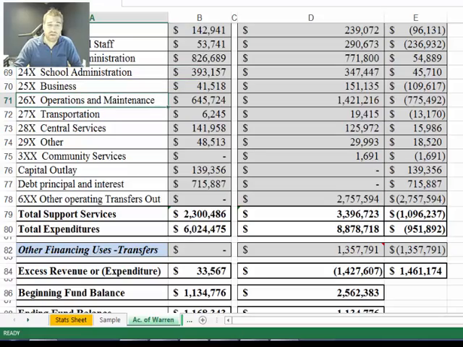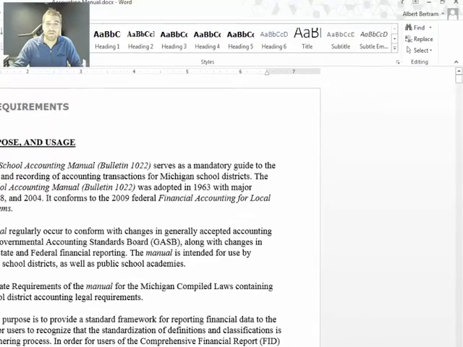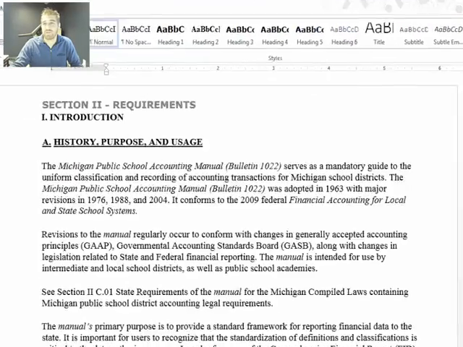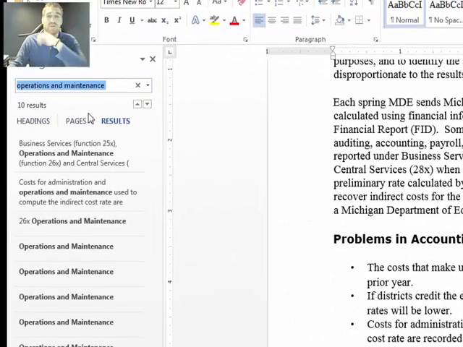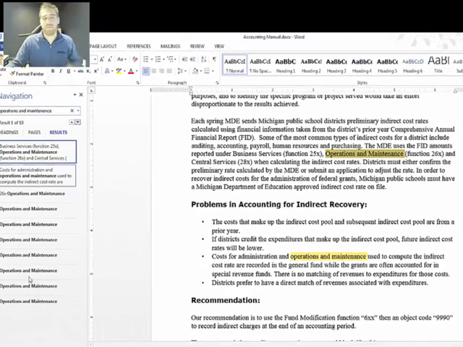So I'll give an example. I put the accounting manual into a Word document, and if I ever have to look something up, I can just push the find feature up here. I've already typed in what I'll use as my example. Operations and maintenance. You type it in over here, push enter, and then that will find that in this document, so you can look it up.